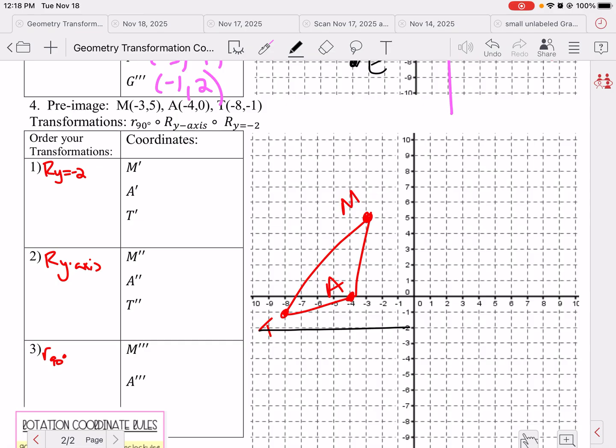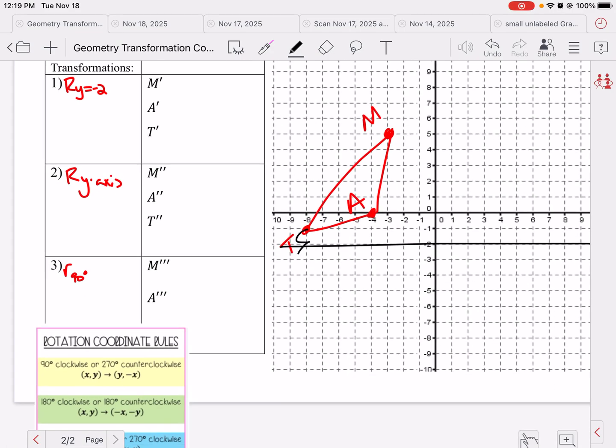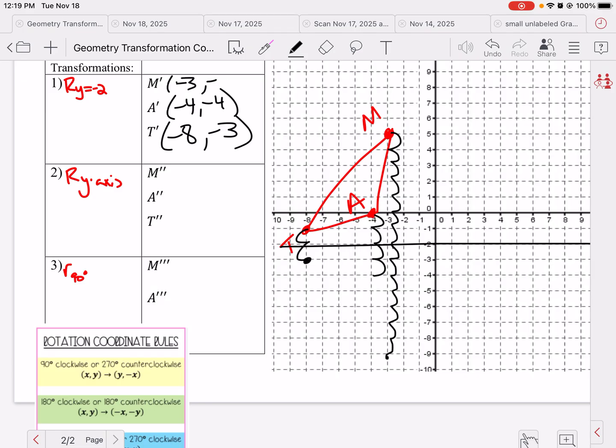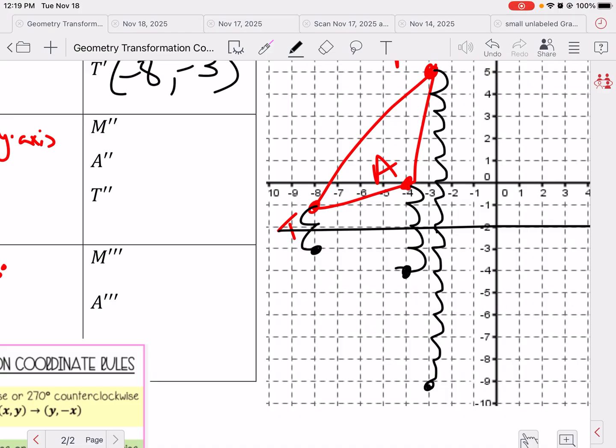So Y equals -2 is here. So I'm going to go down 1 from each side here. So my T prime is going to be -8, -3. My A is going to go 1, 2 at -4, -4. And our M is going to go 1, 2, 3, 4, 5, 6, 7. So that's going to be -3, -9. Okay. So that is where all of our lovely points are going to go here.